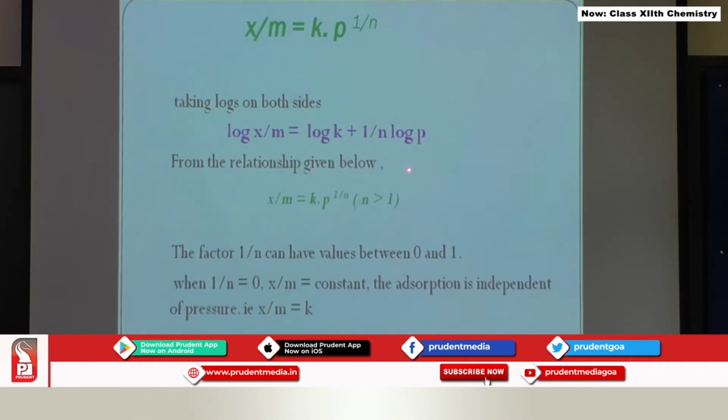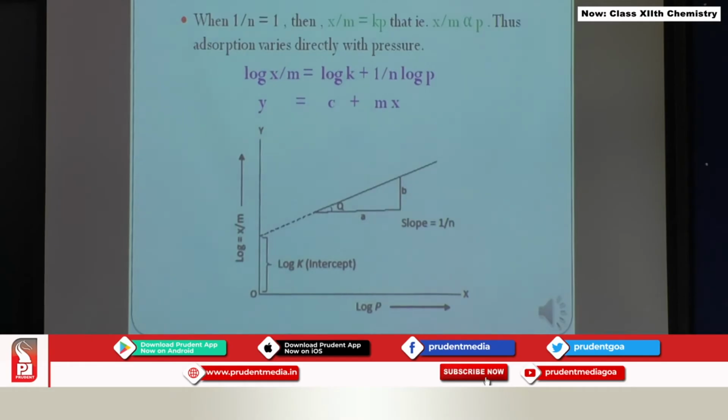So here we have x by m is equal to k into P raised to 1 by n. 1 by n can have values from 0 to 1. So we will take the values of two extremes. If 1 by n is equal to 0, and if you substitute it in this equation, then we will have P raised to 0. P raised to 0 is 1, therefore x by m will be equal to k. It means that extent of adsorption is independent of the pressure of the gas.